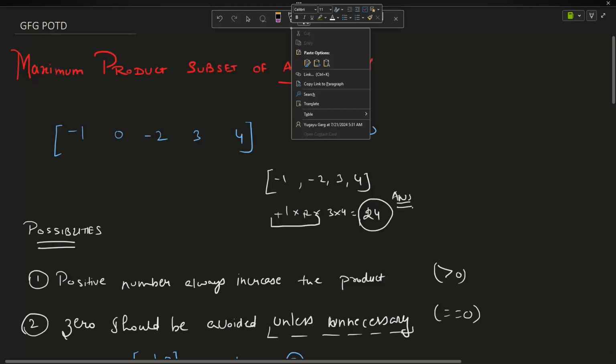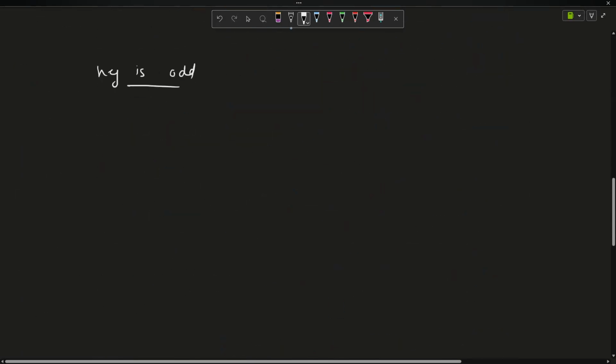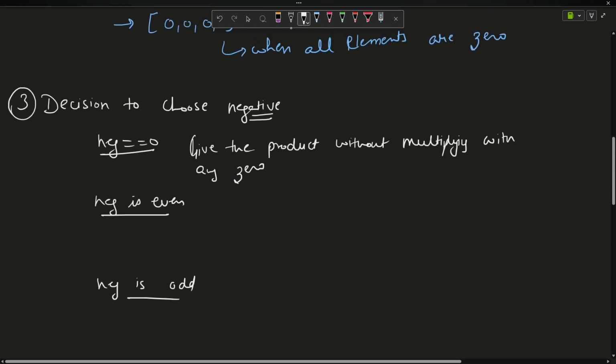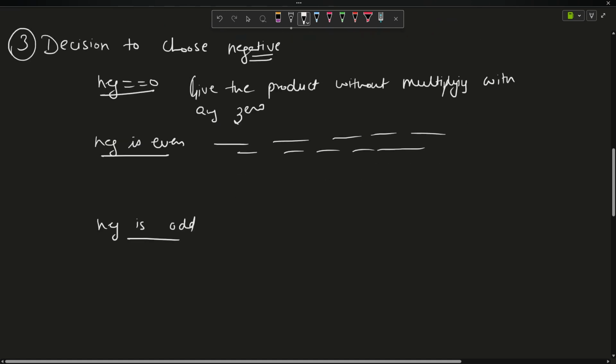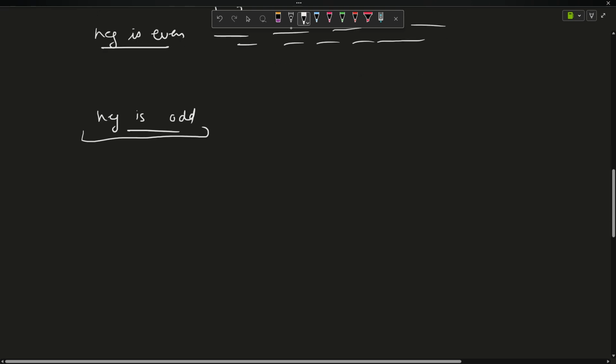Second case is negative is even, as in this case: -1 and -2. All the negatives will cancel out each other. So same, give the product of all the elements without multiplying 0. This is also the same. If negative is even, do the same thing. But what if negative is odd? Something like -1, -2, -3. Let's say 0 is also a part of the problem, right?